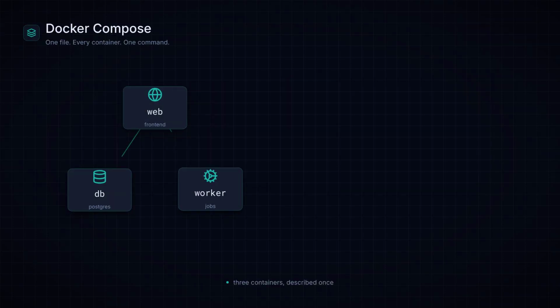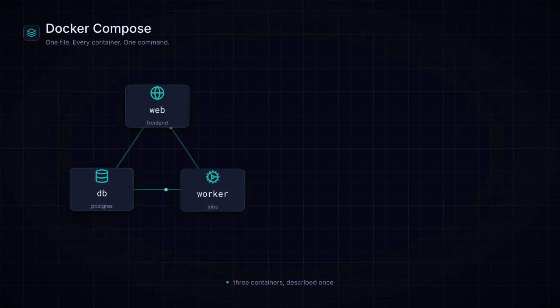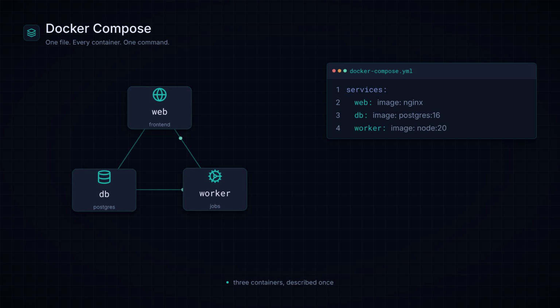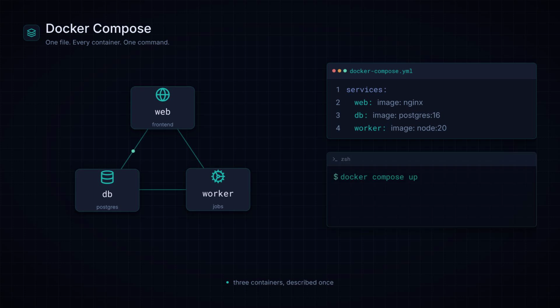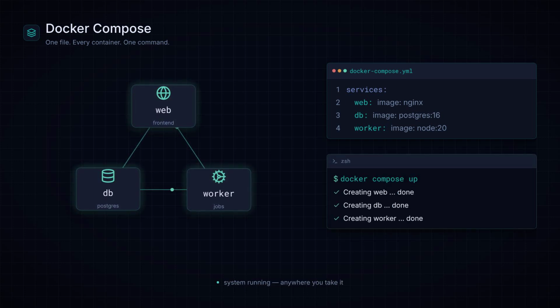Real apps are rarely just one piece. You've got the part people see, a database sitting behind it, maybe something crunching jobs in the background. 3 or 4 containers that all need to run together and talk to each other. Starting each one by hand, in the right order, every single time? No thanks. So you write one file, Docker Compose. That lists every container and how they link up. Then a single command, Docker Compose Up, boots the whole system at once. Your entire app, described in one tidy file, running anywhere you take it.